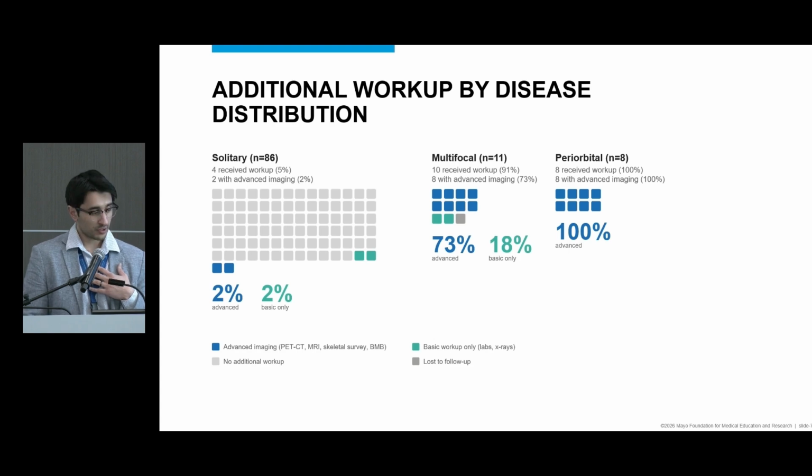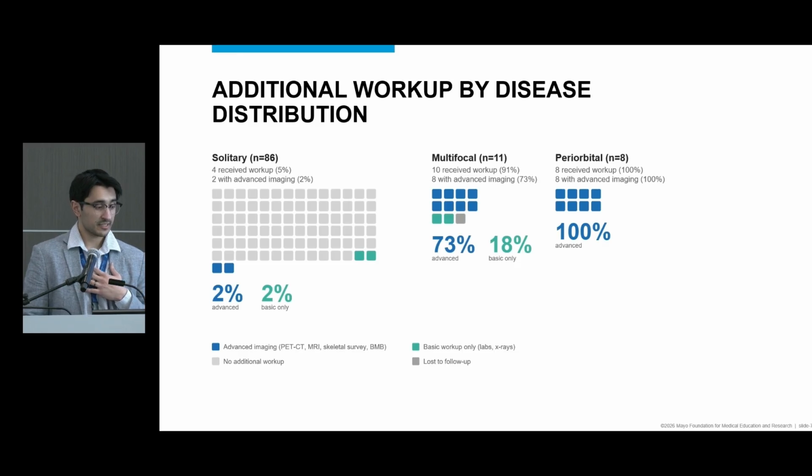And so for solitary disease, very few patients actually had additional workup. The vast majority did not. Only 2% of patients, so 2 patients, had advanced imaging, like PET-CT or a bone scan, and then 2 more patients just had basic workup, which is an X-ray or just basic laboratory work.